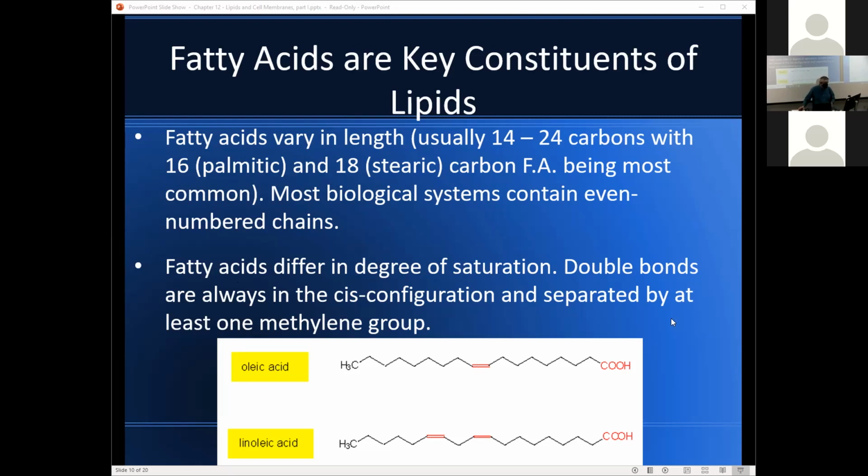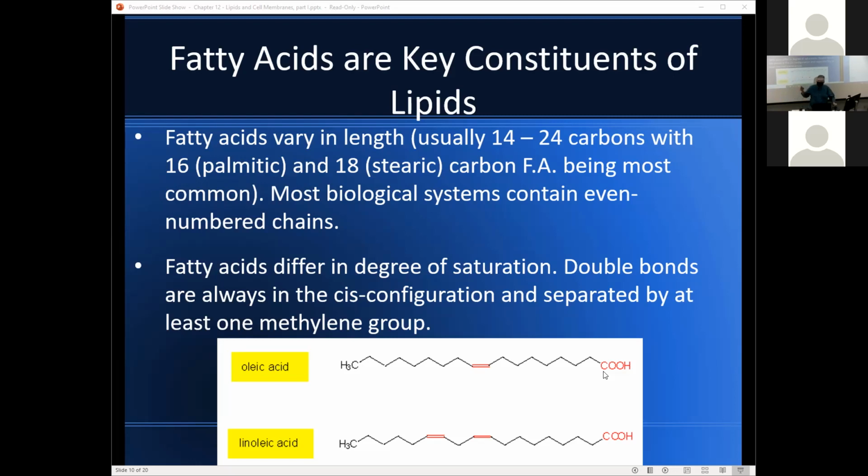Okay, let's not go to the board. Let me try to draw with the mouse. So if we look at the double bonds, degree of saturation refers to how many double bonds a fatty acid has. One double bond in a fatty acid makes it an unsaturated fatty acid. If we have more than one double bond in a fatty acid chain, that makes it a polyunsaturated fatty acid.